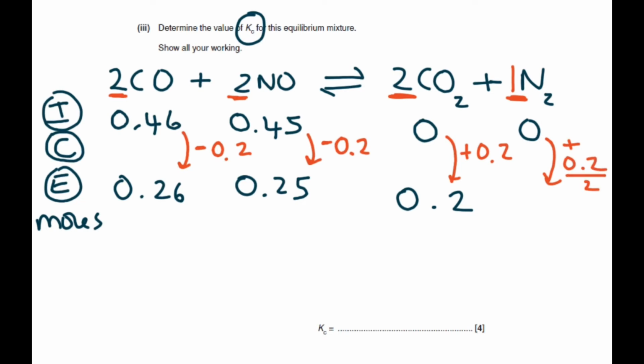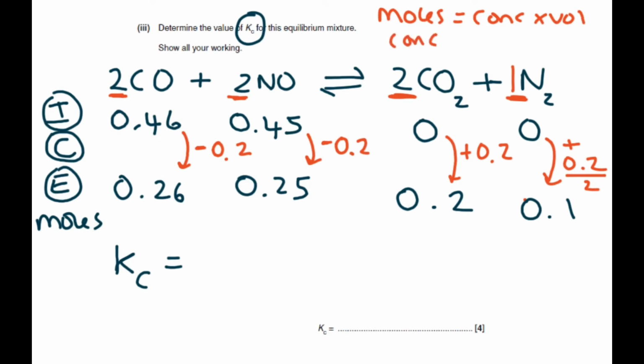So the change is going to be 0.1. So 0.1 is going to be made, 0.1. And they are the equilibrium moles. Now, when we're writing Kc, it's not in moles though. It is in concentration. So we have to convert moles to concentration. And remember what the conversion is. Moles is concentration times volume. So concentration is moles over volume. So we need to convert each of these into concentration. So in order to do that, we need to divide by the volume.